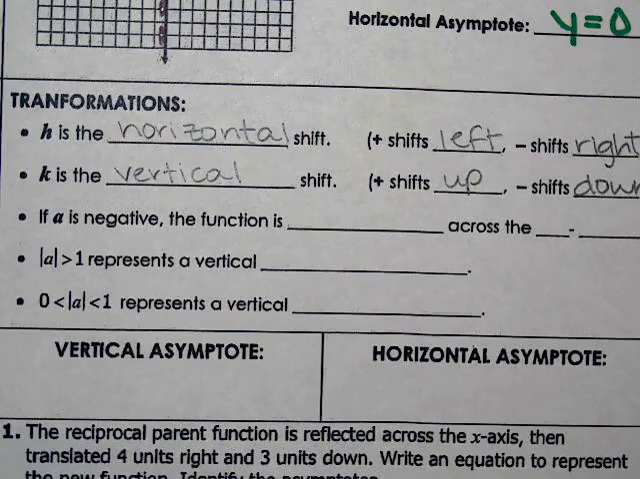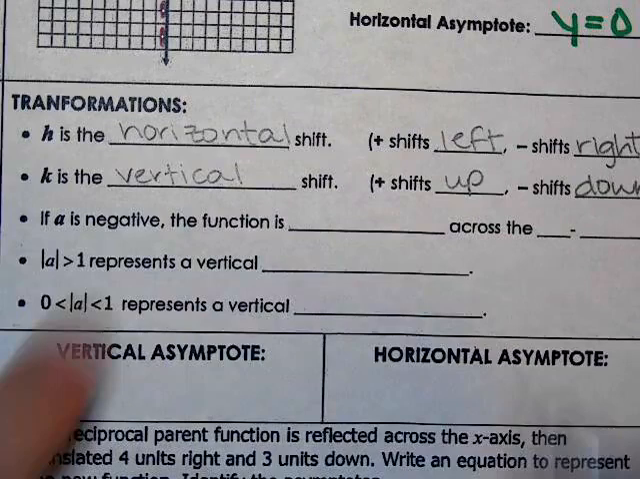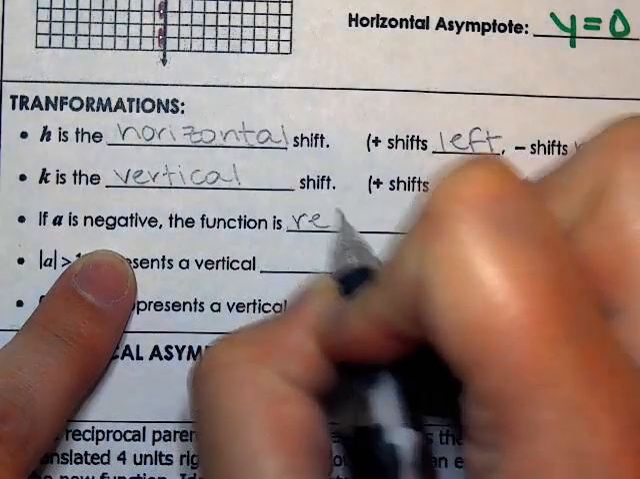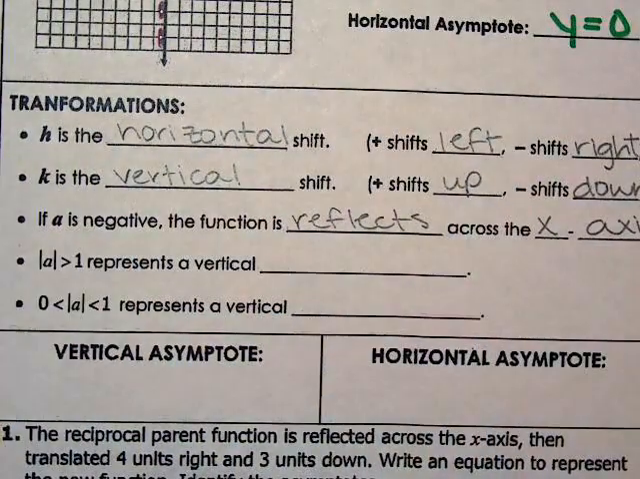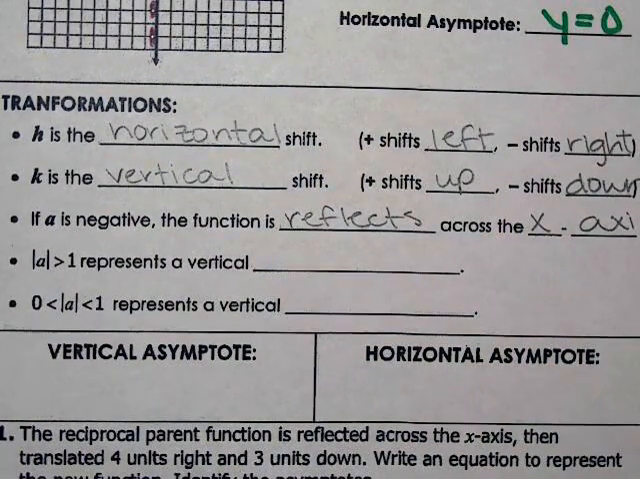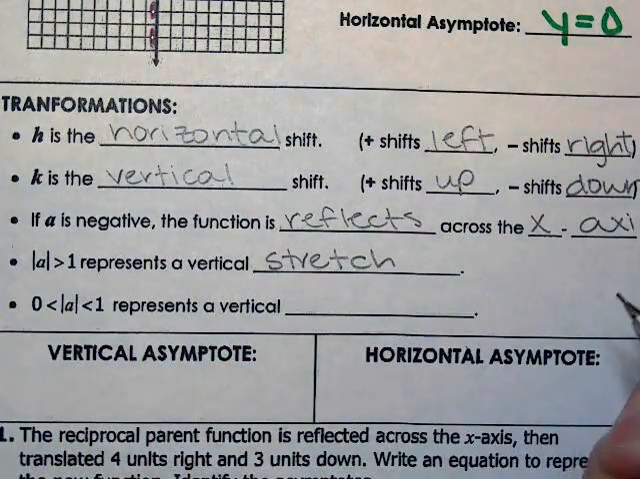What does an A do? It does multiple things, right? It reflects across the x-axis if it's negative. If it is greater than 1, it's a vertical stretch. If it's less than 1, it's a squish or compression.